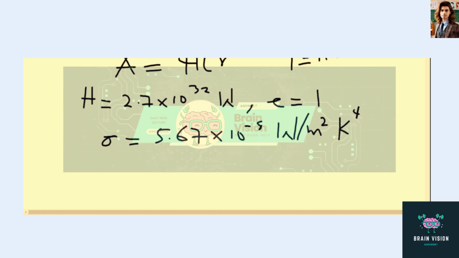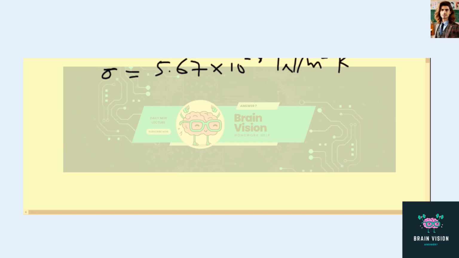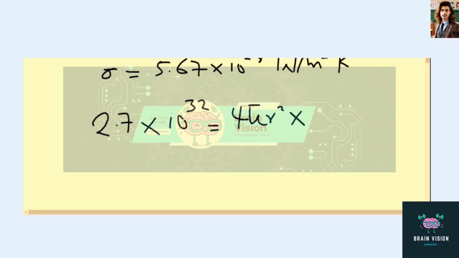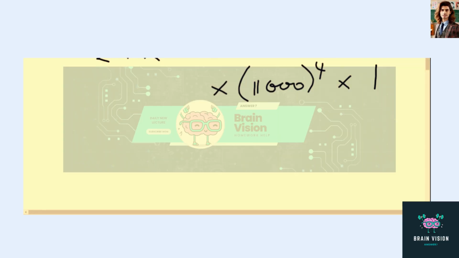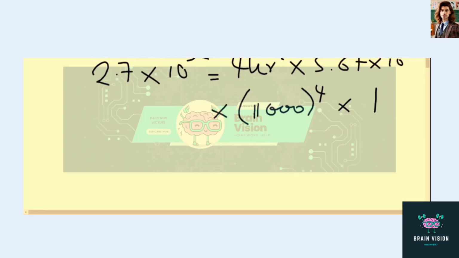We can say that 2.7 times 10 to the power 32 is equal to the area, which is 4 pi r squared, the area of a sphere, multiplied by Stefan Boltzmann's constant, 5.67 times 10 to the power negative 8, multiplied by the thermodynamic temperature to the power 4. Now remember, emissivity is 1.